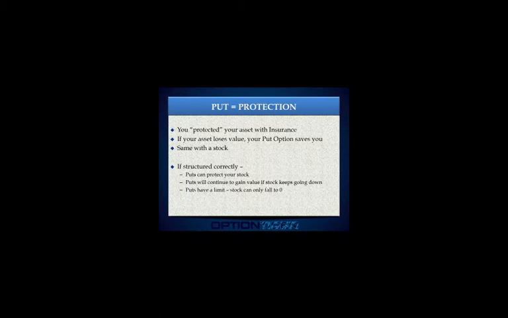So buying put options is like buying insurance, and selling put options is like being the insurance company. You pick up the premiums, but you assume the risk of large loss. So you may be asking again, why on earth would somebody be selling put options? And why on earth would somebody be selling insurance?